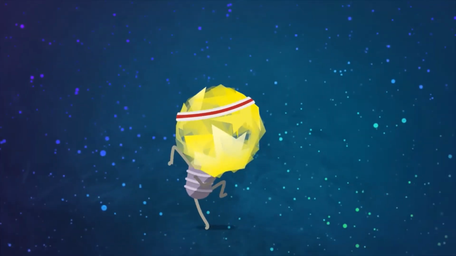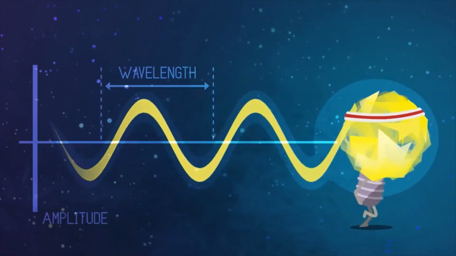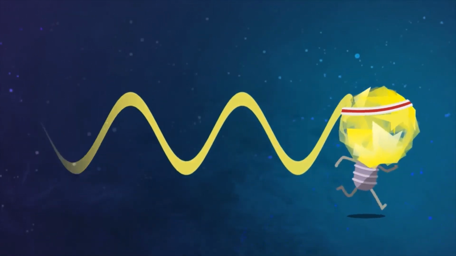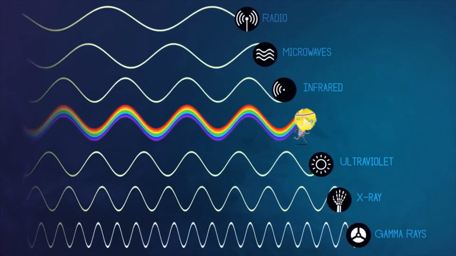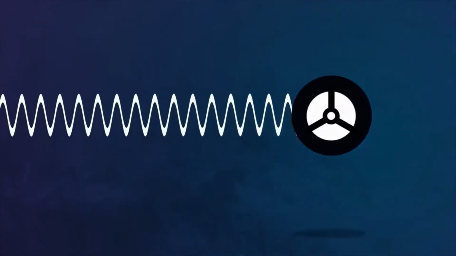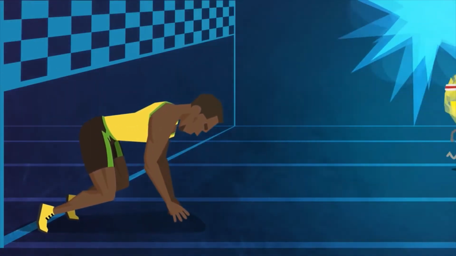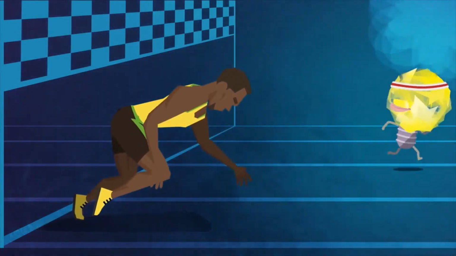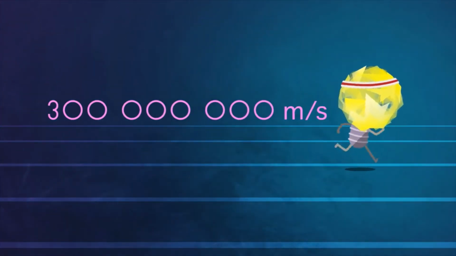We often represent light as a wave. Just like water waves, light has a wavelength, a frequency, and a speed. The different colours of optical light have different wavelengths, and so does the rest of the electromagnetic spectrum. Gamma rays are the most energetic, whereas radio waves have the least energy. Even so, light is the fastest thing in the universe. In a vacuum, all light waves, even radio waves, travel at an incredible speed of 300 million metres per second.